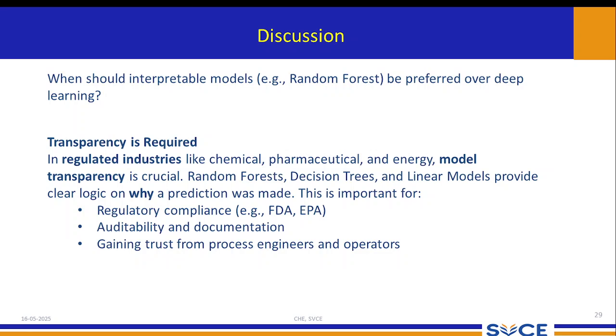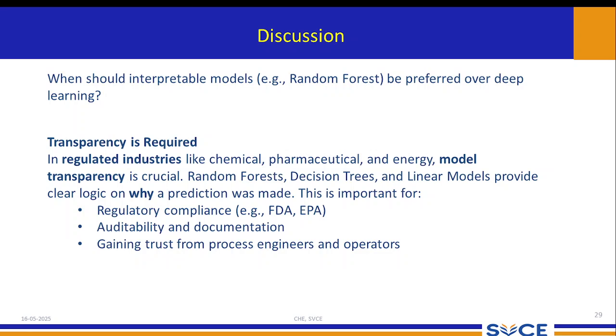First one is that transparency is ensured. In regulated industries like chemical, pharmaceutical, and energy, model transparency is crucial. Random forest, decision tree, and linear models, all supervised learning, provide clear logic on why a prediction was made. This is important for regulatory compliance like the Food and Drug Administration and the Environmental Protection Agency, auditability and documentation, and gaining trust from the process engineers and operators.